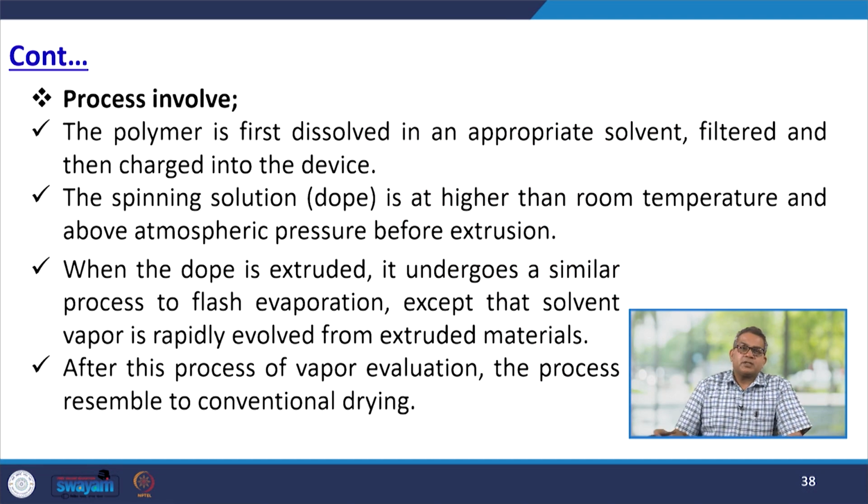Now this particular process involves the polymer usually first dissolved in an appropriate solvent, filtered, and then charged into the device. The spinning solution, the dope, is at higher than room temperature and above atmospheric pressure before extrusion. So when the dope is extruded, it undergoes a process similar to flash evaporation, except that the solvent vapor is rapidly evolved from the extruded material. After this process of vapor evolution, the process resembles conventional drying.